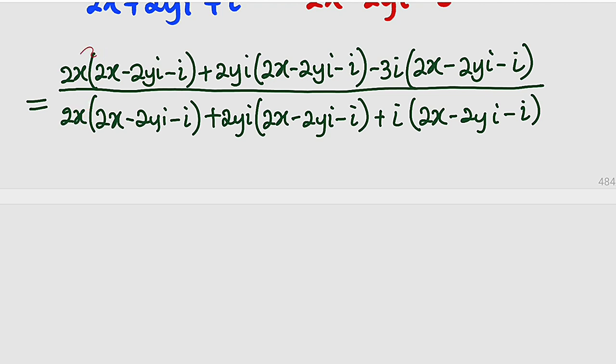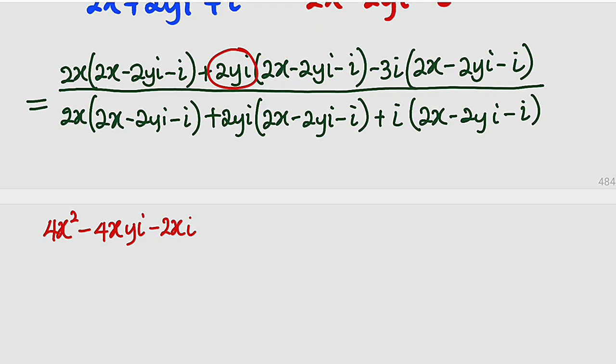Let's start with the first one at the top. 2x times 2x will give us 4x squared. Then we take 2x and multiply by negative 2yi, that will give us negative 4xyi. Then 2x multiplied by negative i will give us negative 2xi. We are done with this bracket. Move to the next one.